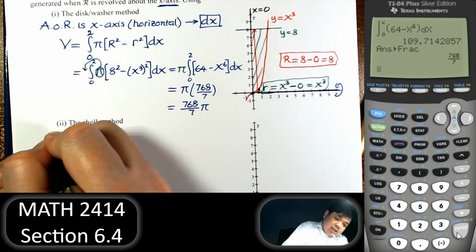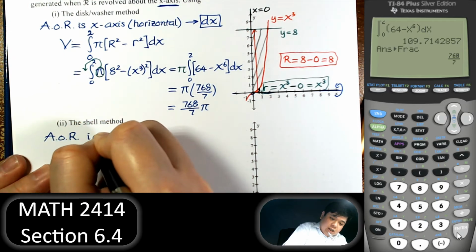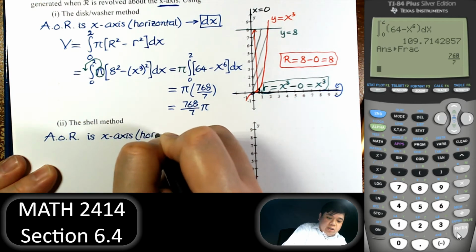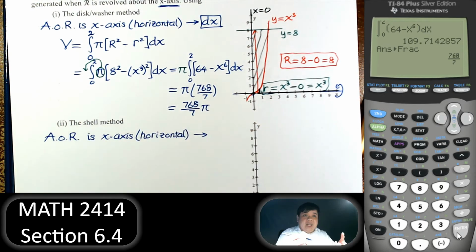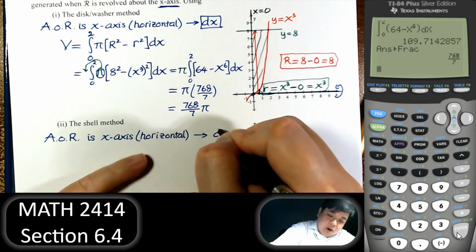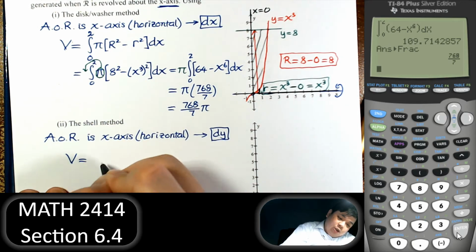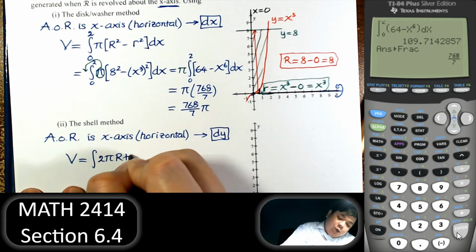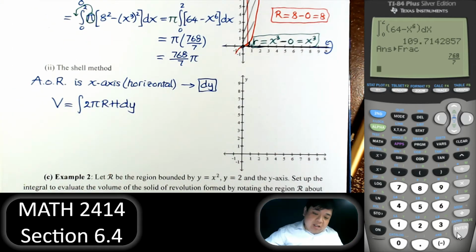Next, for the shell method, the axis of rotation is the x-axis, which is horizontal. Now if it is horizontal, the width has to be perpendicular to it, so it's going to be vertical. The vertical increment is going to be dy. So the shell method is going to be dy, and the volume is equal to the integral of 2 pi r h dy. We'll get back to that, but first let's draw.